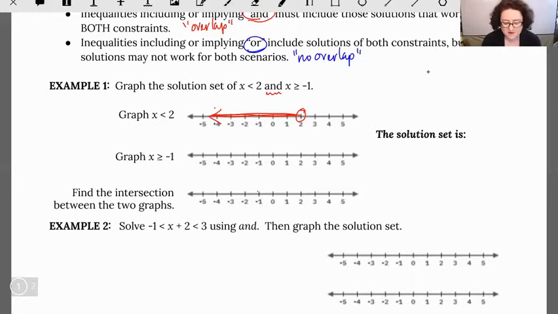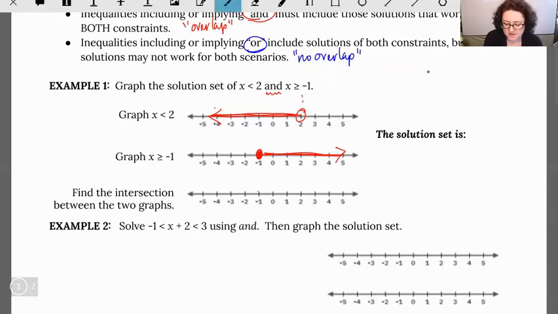Okay, now graphing x is greater than or equal to -1. Well, if I have the equals piece in there, then that means I'm including the -1. So I'm going to use a filled in circle. And then x is greater than or equal to -1, that means I want everything that's above the -1, all of the greater values. And so what I'm going to do for my final solution set, which is going to be the third graph, is I need to figure out where the intersection between those two graphs are. In other words, where do they overlap?